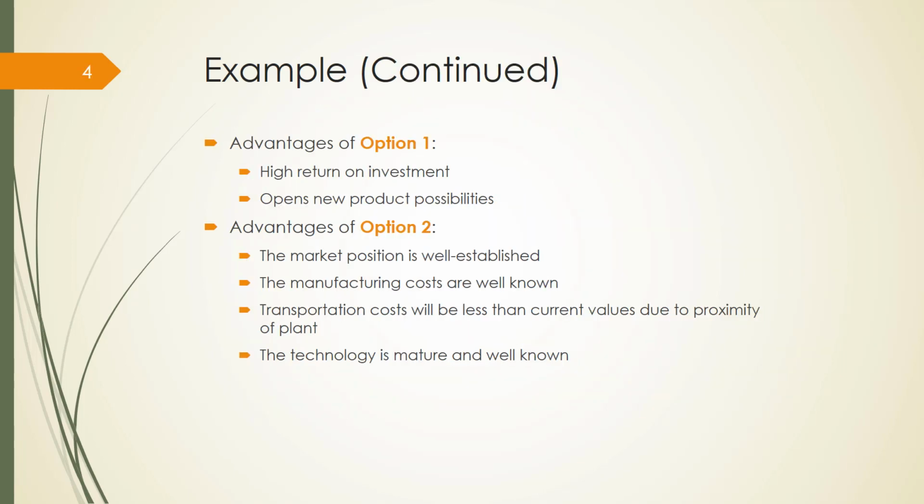Option 1 has a really high return on investment, and it opens up possibilities for new product lines and possibly growing your customer base. But option 2, you're going to be continuing service in a market that you already have a well-established market position. You know the manufacturing costs. You're going to decrease your transportation costs because now you'll have an additional facility in another part of the country. The technology is mature and well-known. There's little risk associated with this one.